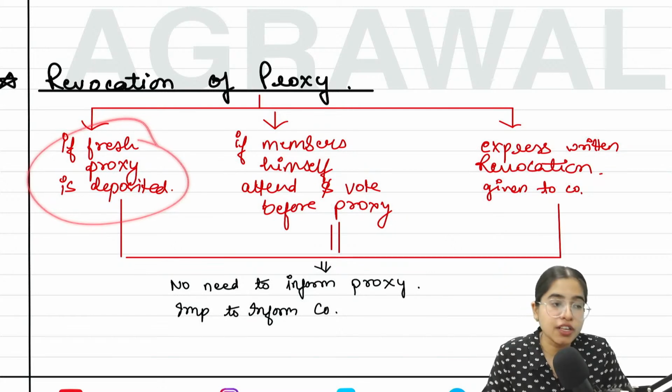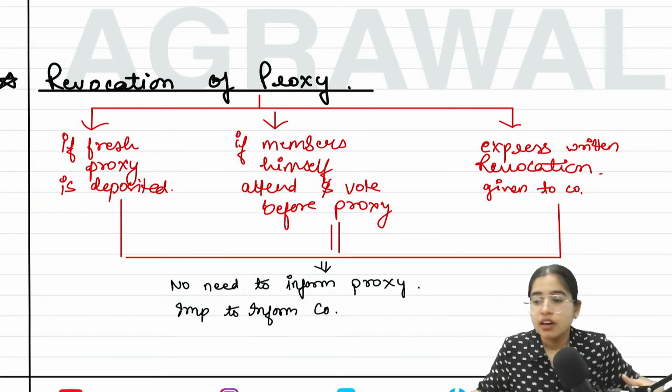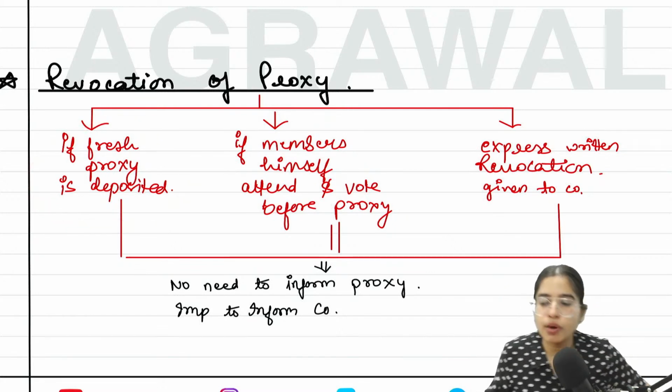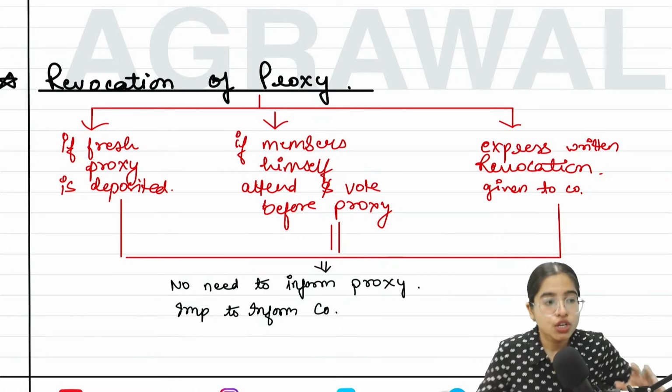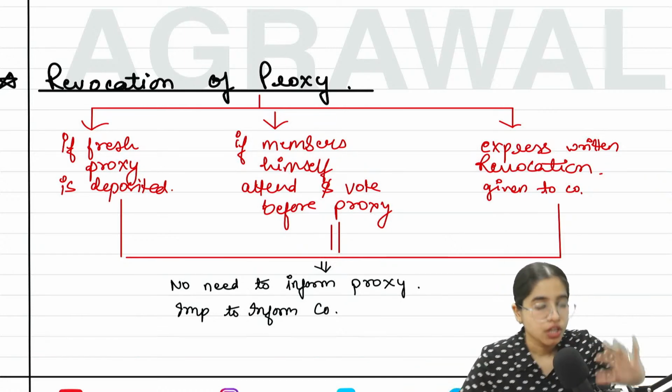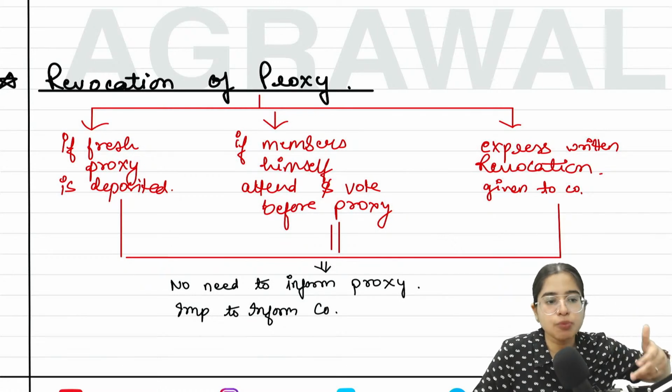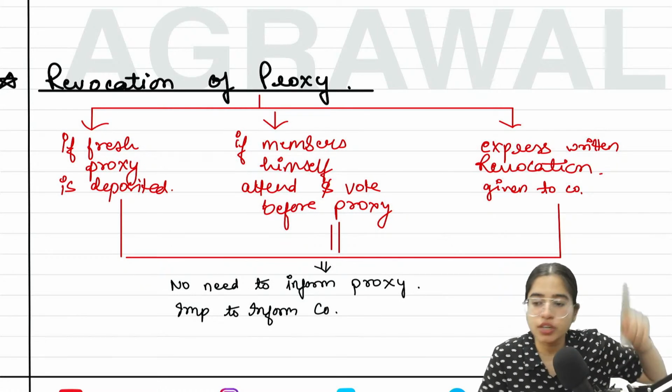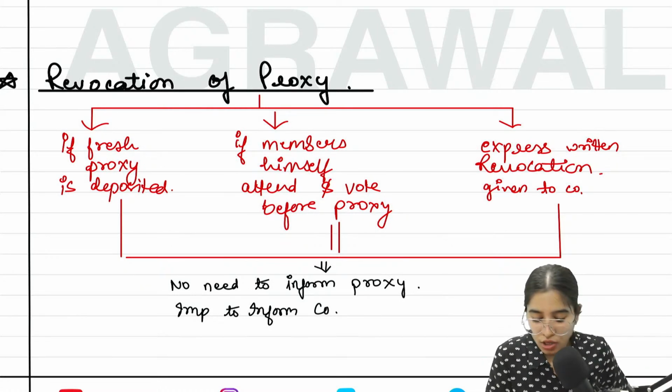Number one, if a fresh proxy is deposited, like earlier I appointed Khushi, now I appointed Ankush. So when I appointed Ankush, the previous proxy form which appointed Khushi will be automatically revoked, automatically cancelled. So if the fresh proxy is deposited, the earlier one will be cancelled.